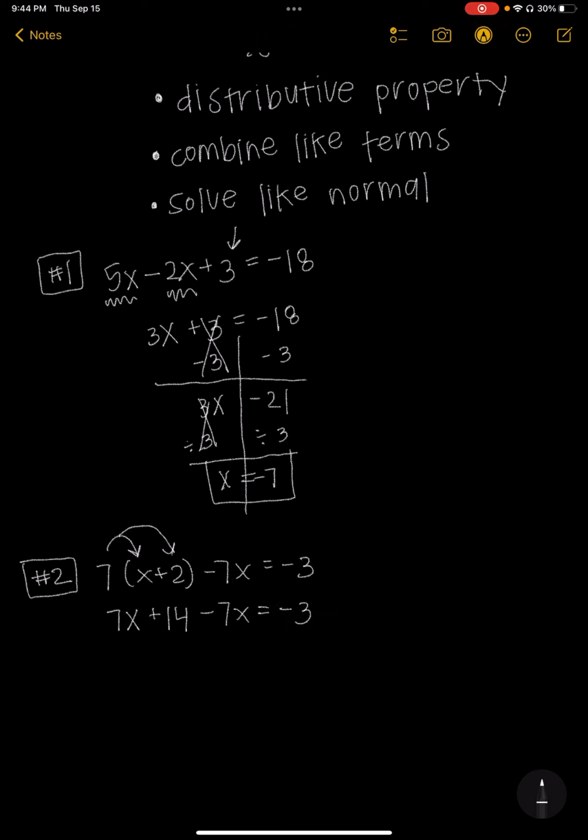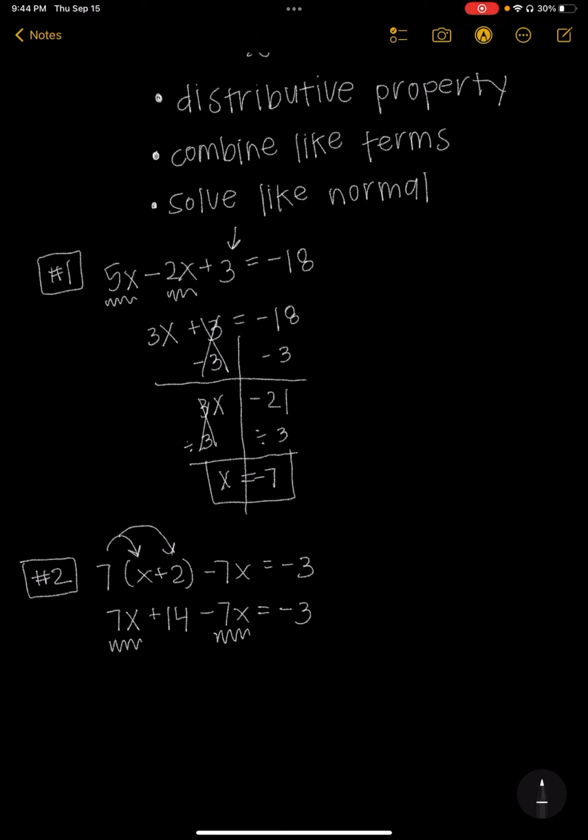Okay, so we just used the distributive property. Now the next step is to combine like terms. And the like terms are either the things with the x's or without the x's. So in this case, we have this 7x and then this negative 7x right here. I'm going to underline them the same way just so we can recognize they are like terms. We have to combine them.